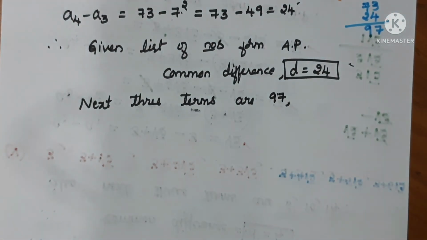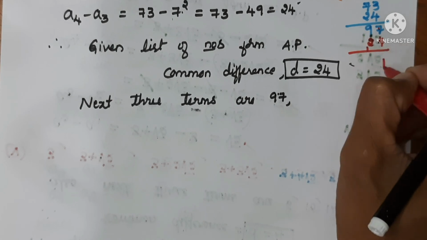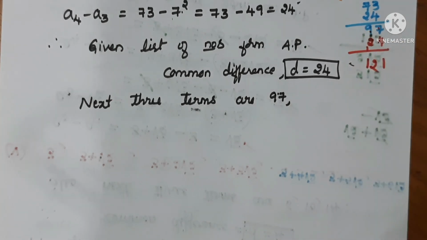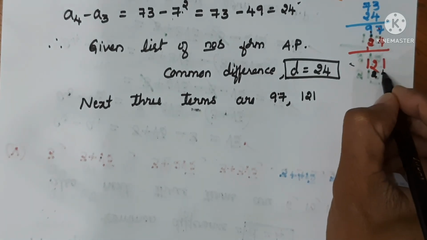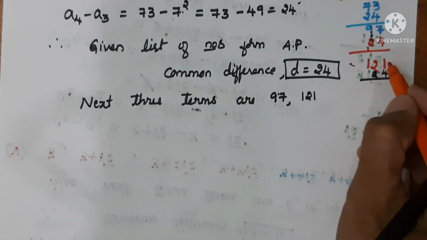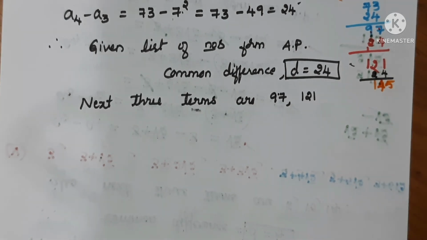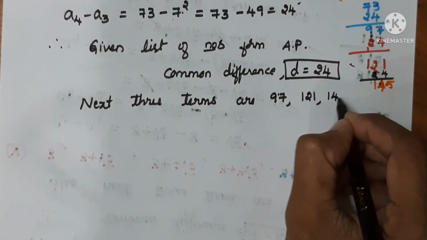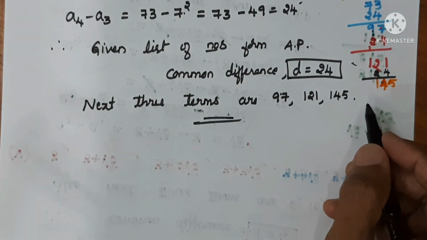After 97, again add 24 to 97. 7 plus 4 is 11, this is 12. The next term will be 121. Again add 24. We get 1 plus 4 is 5, 2 plus 2 is 4, so 145. So the next three terms are 97, 121 and 145.